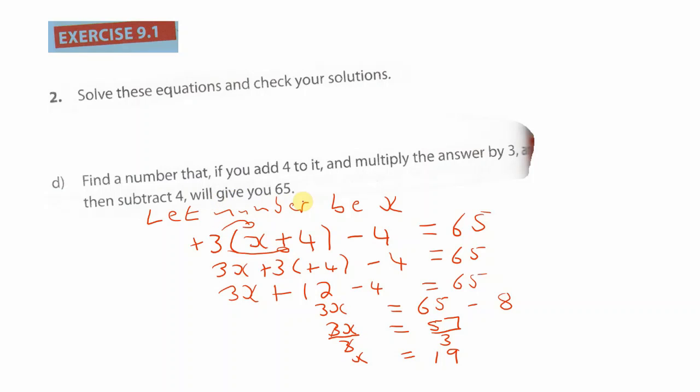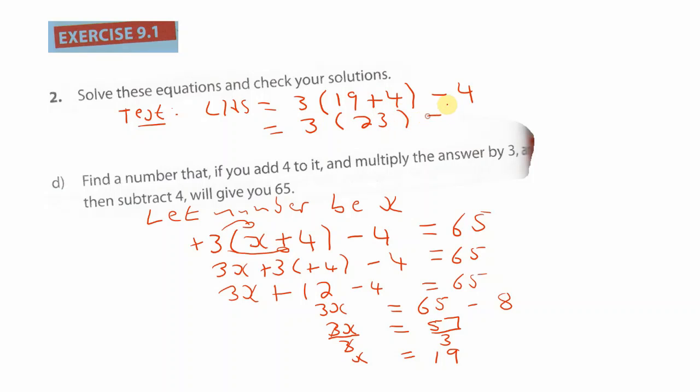So we have now solved the equation, we still have to check. So we still have to test. So left hand side is now 3 times, in brackets, in the place of x we have 19. We still have to add 4. We are not allowed to change the structure. We only replace x's with 19s. We still have to subtract 4. So brackets first. Now we can use BODMAS. It's like terms. 19 plus 4 is 23. We still have to subtract 4.